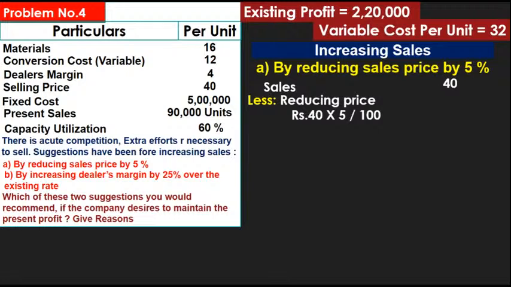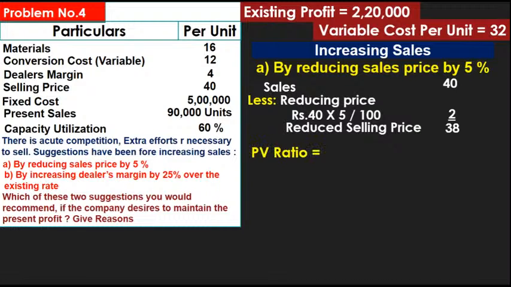40 into 5 divided by 100. What is the reduced price out of 40? Means 40 into 5 divided by 100, that is 2. 40 minus 2. What is the new selling price? 38. The actual selling price before making the decision was rupees 40. When you reduce the selling price by 5%, it is rupees 2. 40 minus 2, the new selling price is rupees 38.